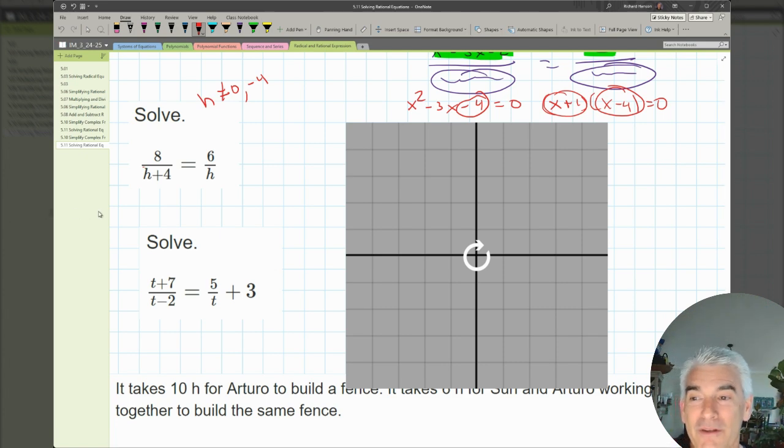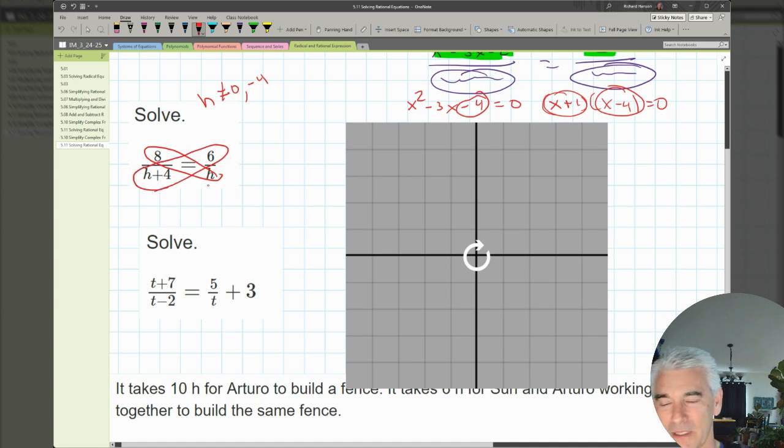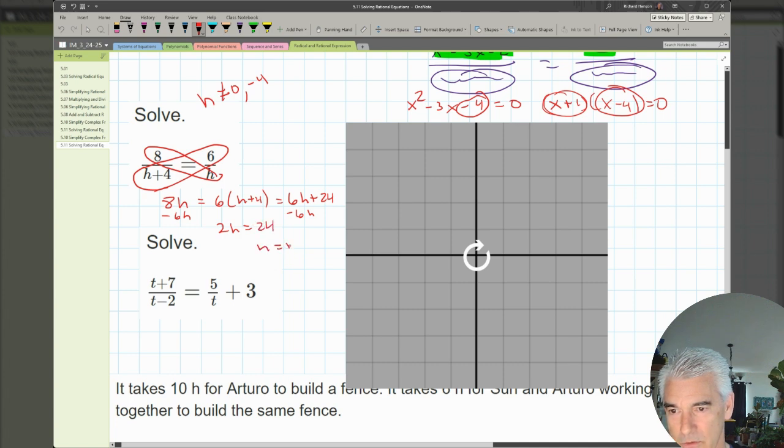Or you could do the butterfly thing. You could multiply this times this, and this times this. It has the same effect. Plus it looks cool. So we get 8h equals 6 times h plus 4, which is 6h plus 24 equals 8h. So I'll get my h's together, minus 6h, minus 6h. So I get 2h equals 24. h has to equal 12.